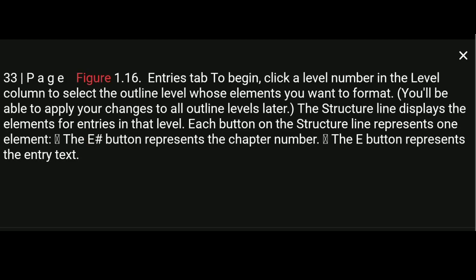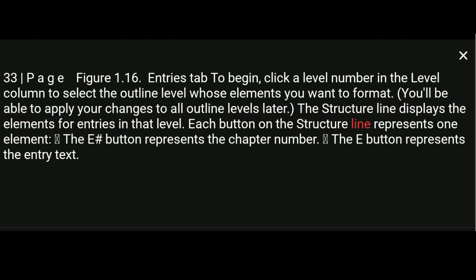Figure 1.16. Entries tab. To begin, click a level number in the Level column to select the outline level whose elements you want to format. You'll be able to apply your changes to all outline levels later. The structure line displays the elements for entries in that level.